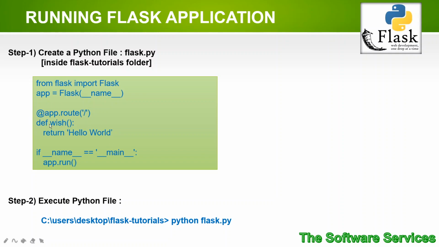Okay, this is the functionality defined by this block. And then after this function we have mentioned one condition. What is this condition, friends? If this condition is met, then only the app.run function will be executed, otherwise it will not.